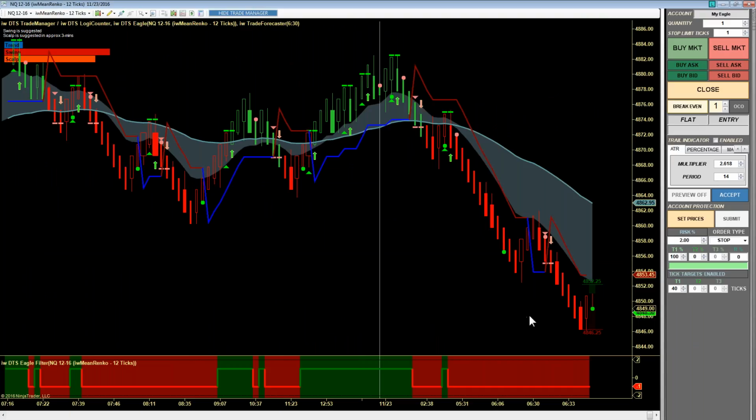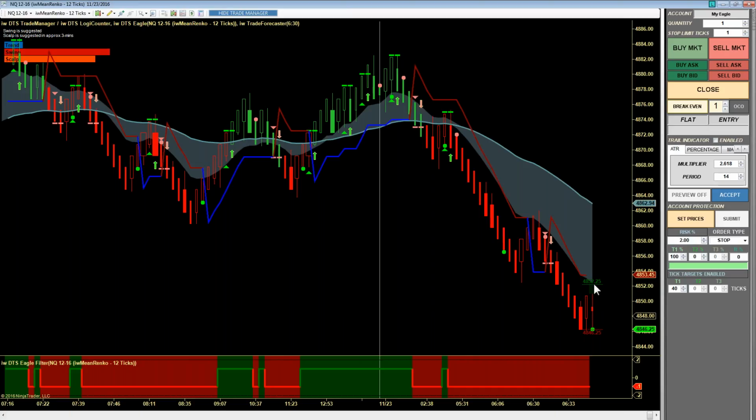Now, the Eagle Trend Trader, as the name suggests, has been designed to pick up trend trades. This band through here, no, it's not an Ichimoku cloud. Yes, I know it looks like one, but it's not. This does give us our directional bias, though.